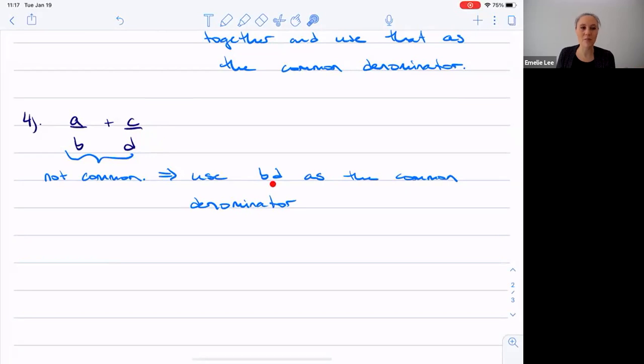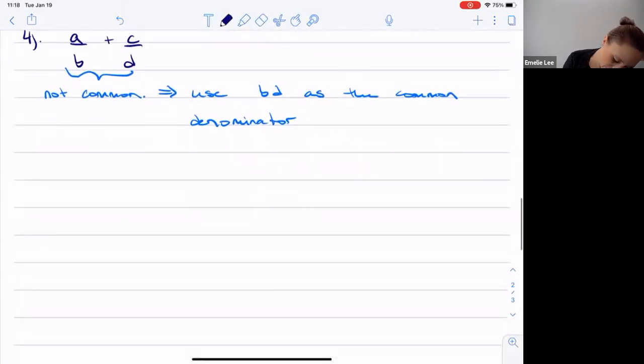So if I'm going to have b times d as the common denominator, then what I need to do here is I need to multiply by d. And what I need to do here is I need to multiply by b, as in Bob. Hard when all these letters sound the same. Or sound similar, rather.